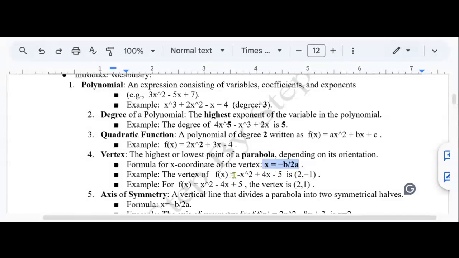Example, the vertex of f of x equals negative x squared plus 4x minus 5. How much is b? B is 4, minus becomes minus 4 over 2a, minus 4 over minus 2. Okay, did you understand what he did? No. You didn't understand. Okay, so can I do it on the board here?